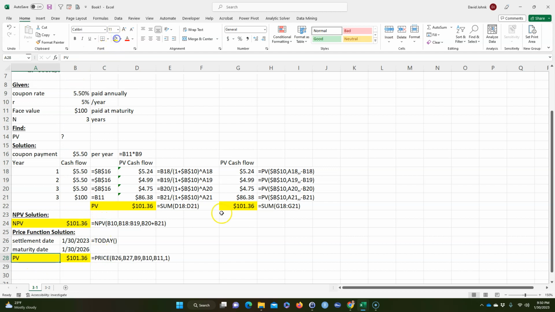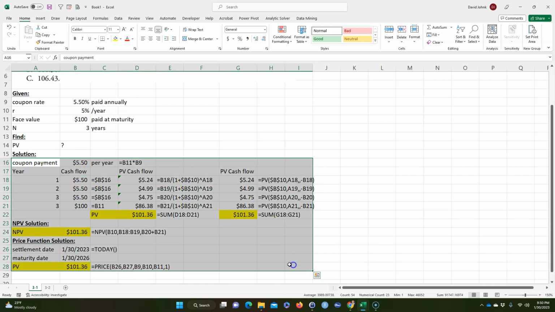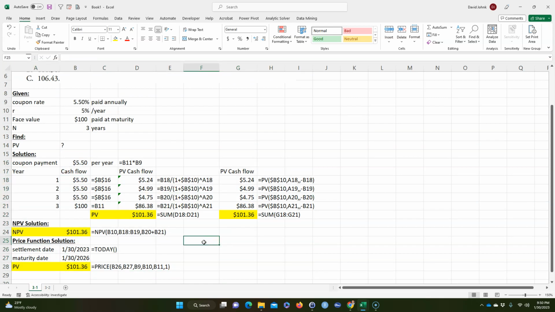So bonds are important enough that Excel's got a bond pricing formula built right into it. So anyway, my point is, you only have to do one of these ways. I'm just showing you there's a lot of ways to solve these things. You just do it the way you want.